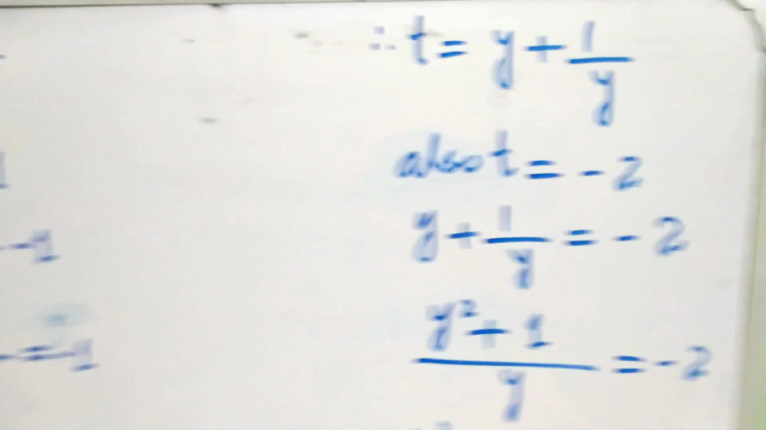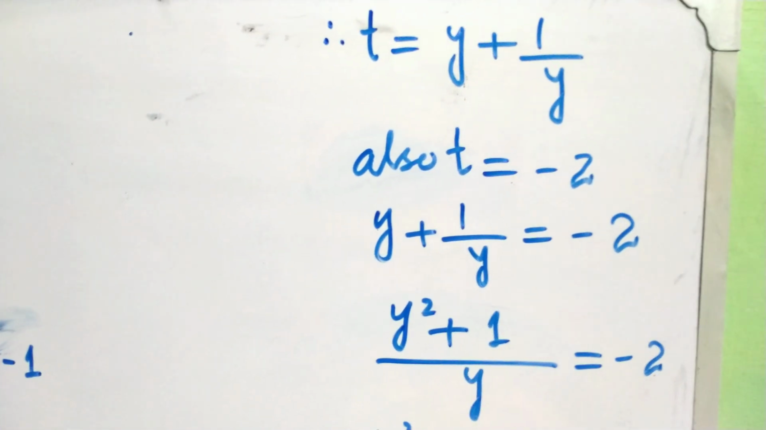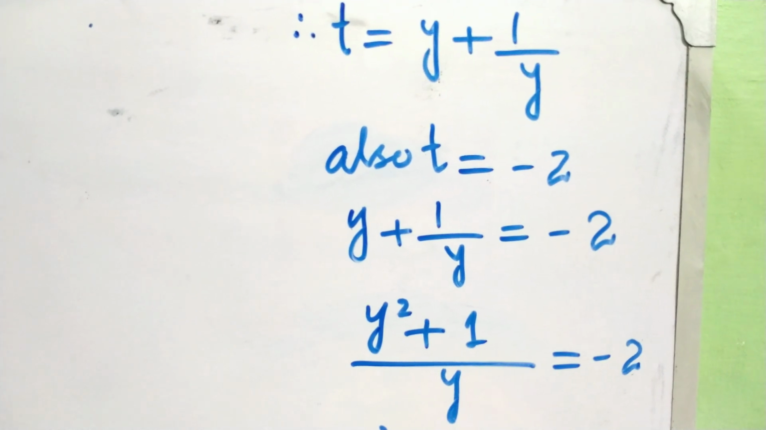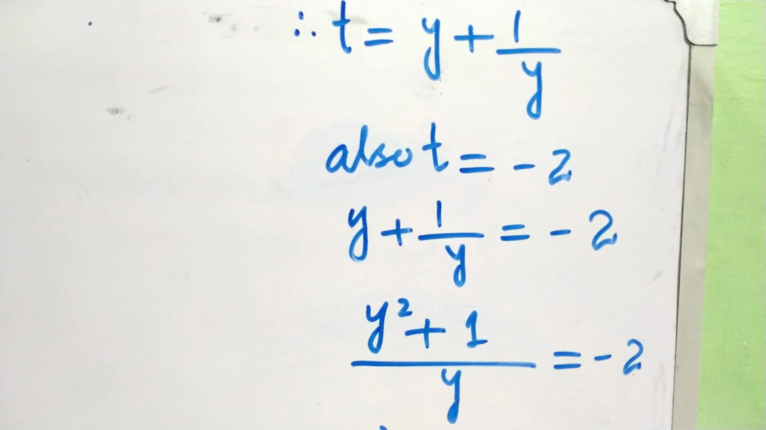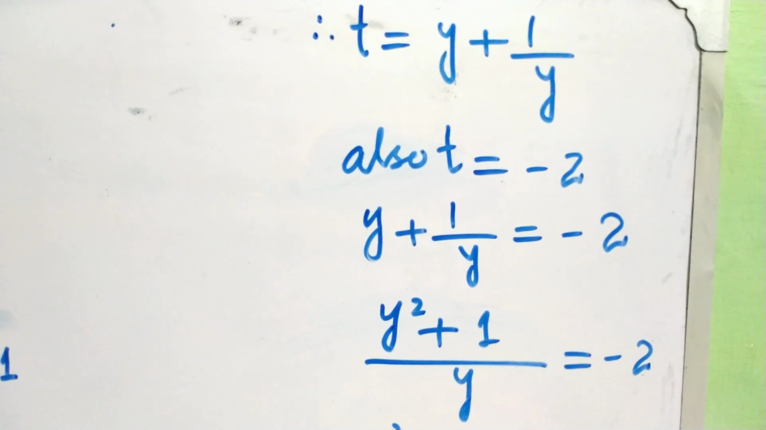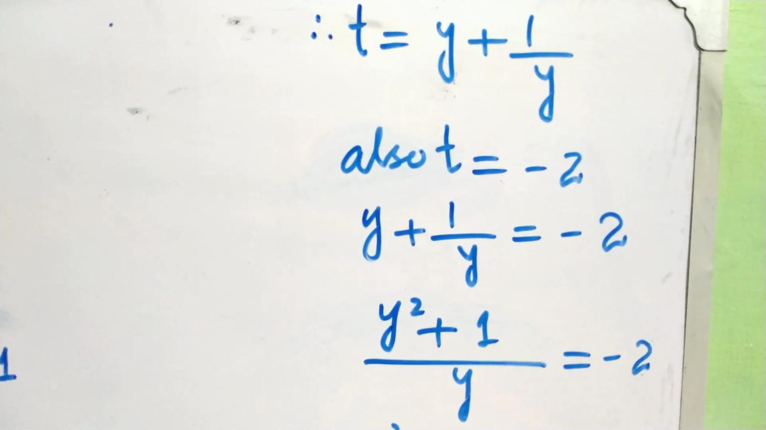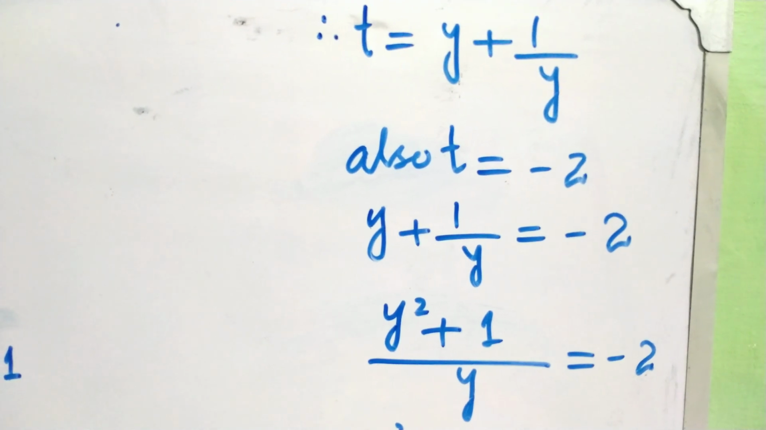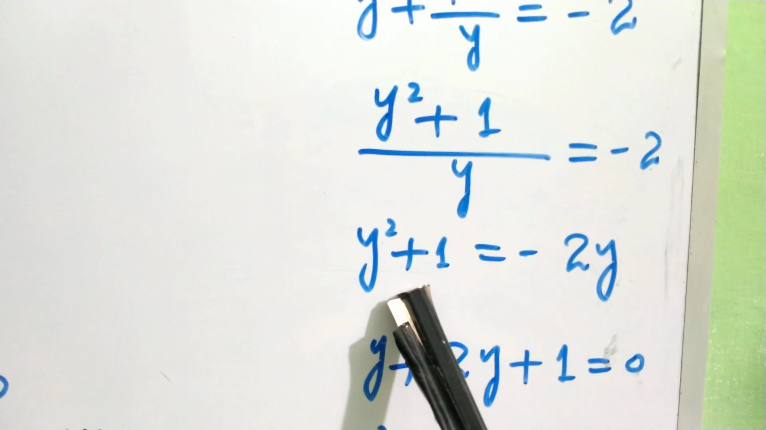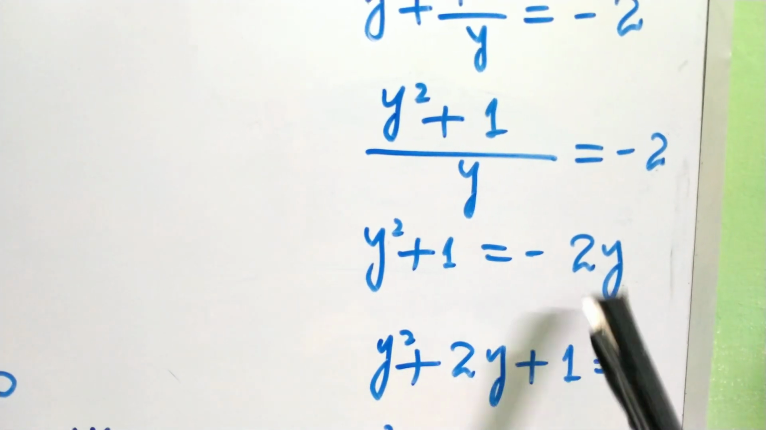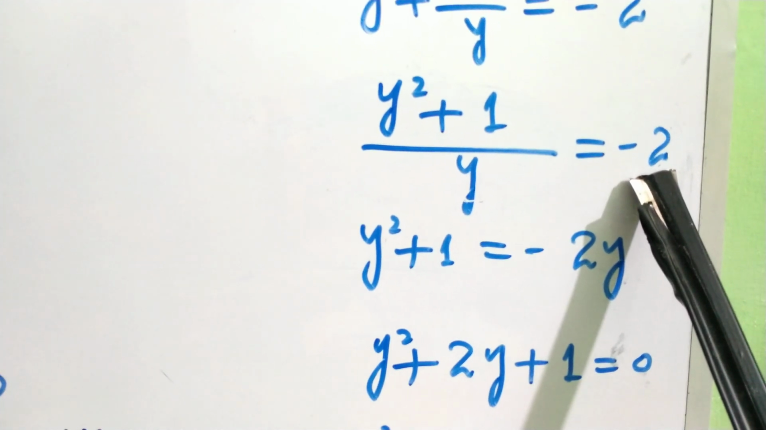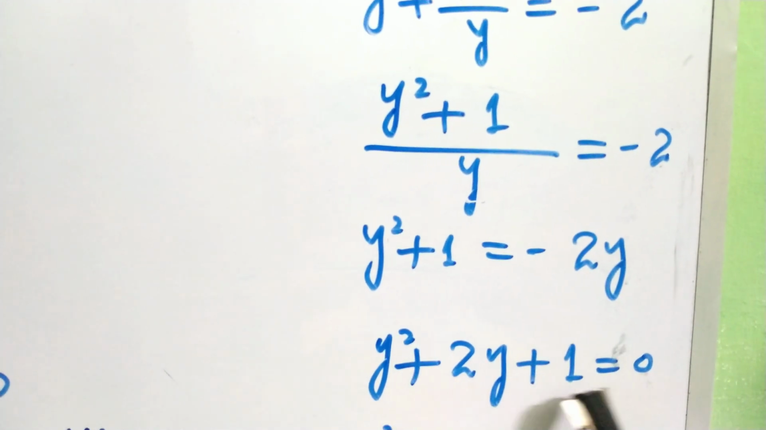t is equal to y plus 1 over y, as we know, and we have taken out the value of t equal to minus 1 by factorization. y plus 1 over y is equal to minus 2. So taking LCM, y square plus 1 divided by y is equal to minus 2, as we have done earlier. So y square plus 1 is equal to minus 2y. This y will shift over there, it will be multiplied by minus 2. So y square plus 2y plus 1 equal to 0.